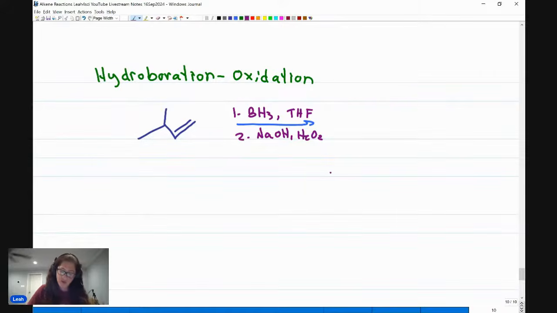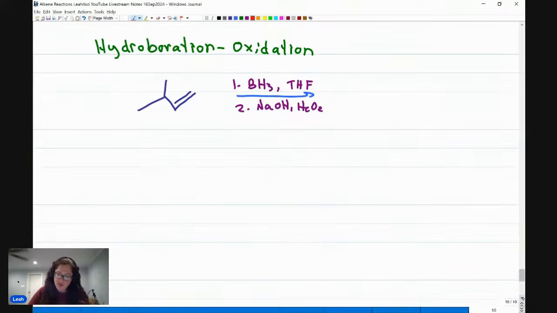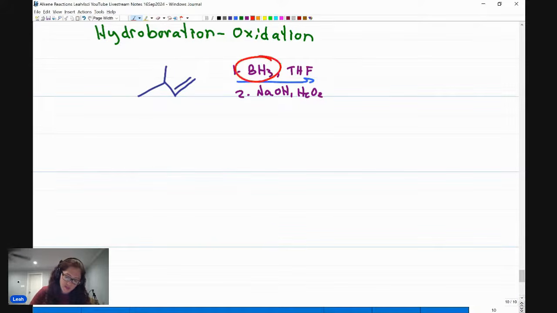Some professors also want you to put water. BH3 is not the only thing you can see. You'll see a couple of different versions of it. As long as you recognize the boron, that's the B in hydroboration, any version of this boron reagent is going to give you the hydroboration. This reaction is very interesting because we have a concerted mechanism, and I do cover this mechanism in a separate video on this channel. I'm going to show you the part that matters.